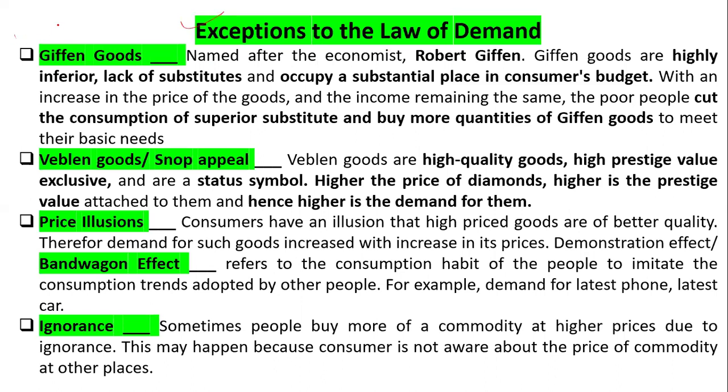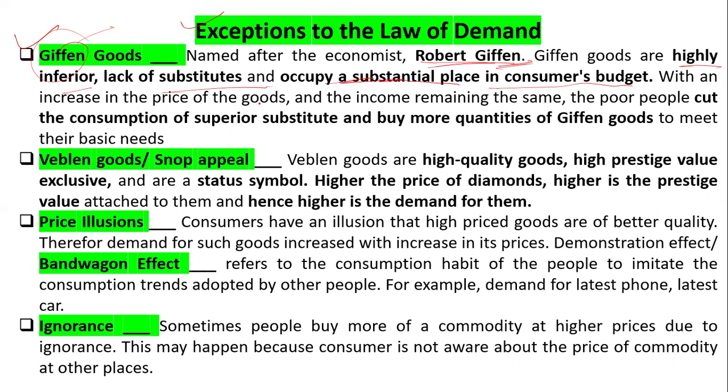The exception is Giffen goods. You have seen that the exception arises because for inferior goods, if the price goes down, they are not interested in buying more quantity. So these are the exceptions. Giffen goods are named after the economist Robert Giffen, so the word Giffen is derived from his name. Giffen goods are highly inferior, have a lack of substitutes, and occupy a substantial place in the consumer budget.